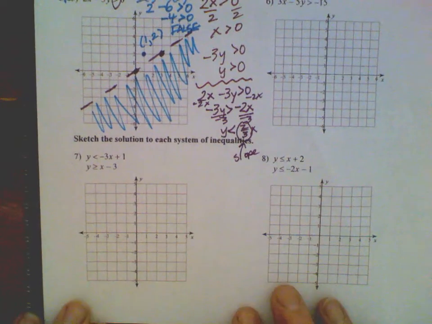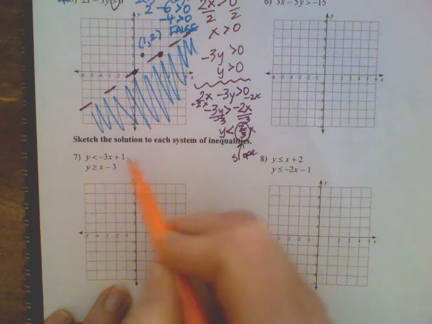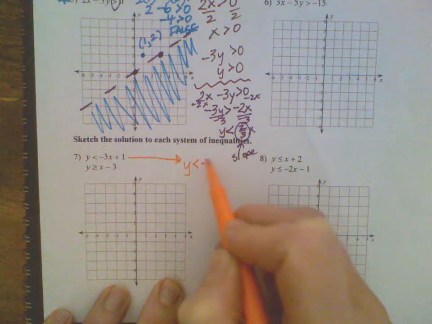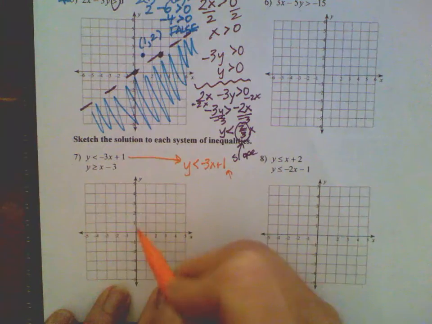Okay, so I'm down to the last one. So this is the last one, and again, we sort of talked about this yesterday. So I just want us to get extra practice because this is the newest of the material. We are going to solve a system of inequalities, and so I'm going to graph this first line. y is less than negative 3x plus 1.